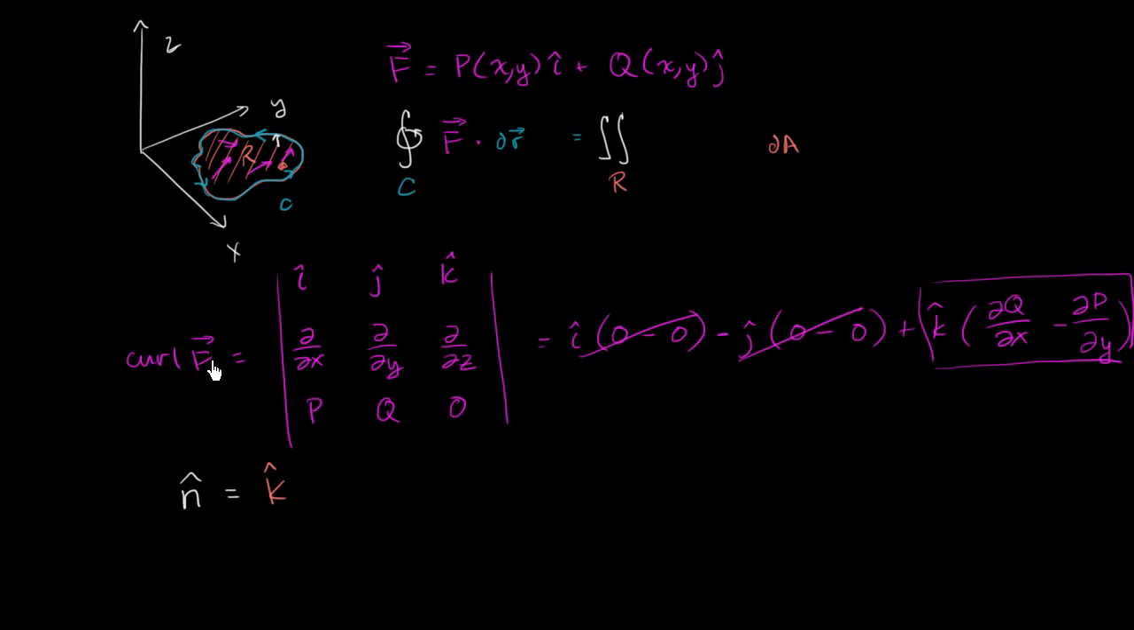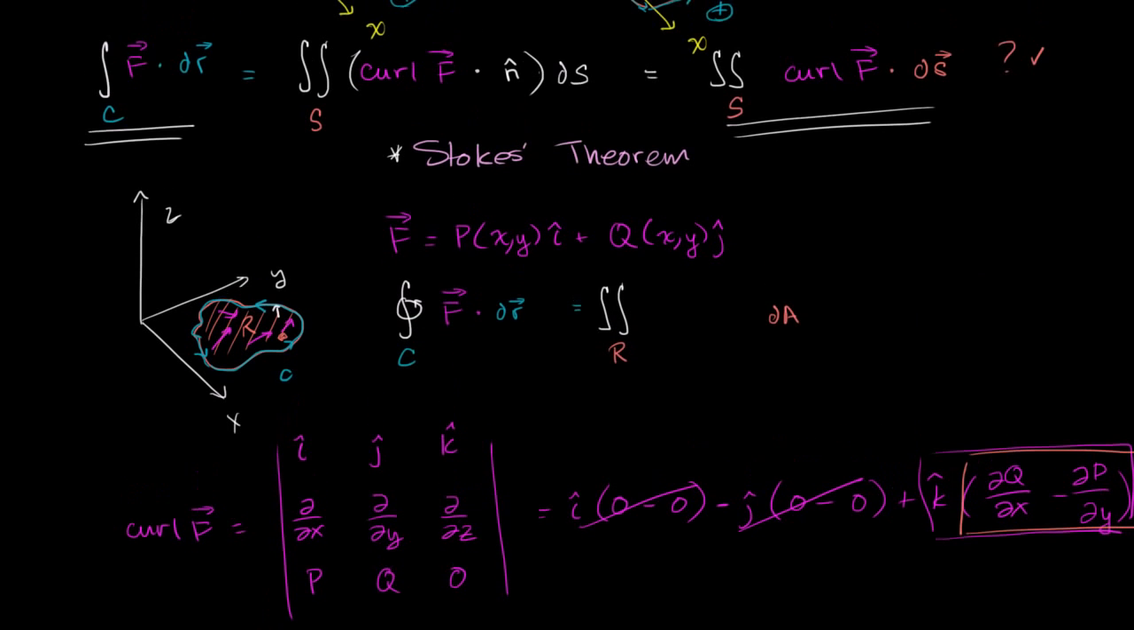So what happens if we take the curl of f dot k? If we just dot this with k, we're just going to end up with this part right over here. So curl of f dot the unit normal vector is just going to be equal to the partial of q with respect to x minus the partial of p with respect to y. And this is neat, because using Stokes' theorem in this special case where we're dealing with a flattened out surface in the xy plane, this just boiled down to Green's theorem.